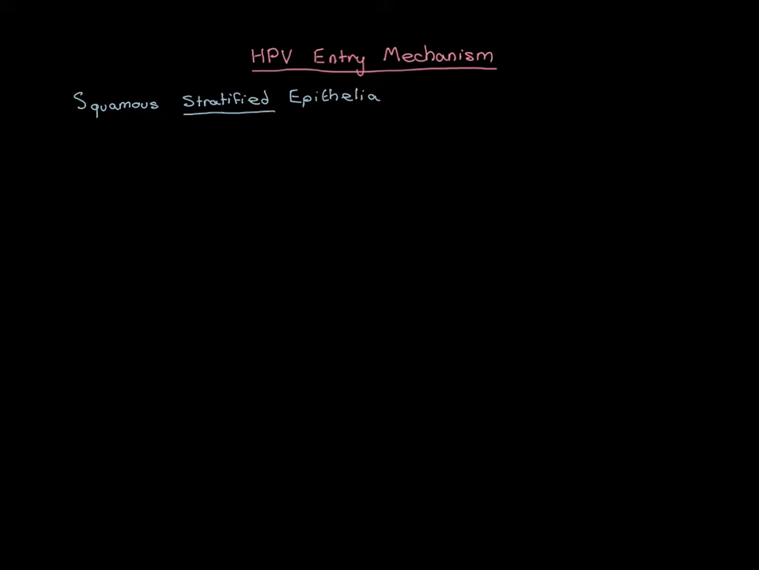So let's start off with what stratified means. Stratified means that this epithelium is going to have multiple layers of cells. Contrast this to another term, which is simple epithelium. If you describe an epithelium as a simple epithelium, it means that there is only a single layer of cells. So stratified epithelia are epithelia that have multiple layers of cells.